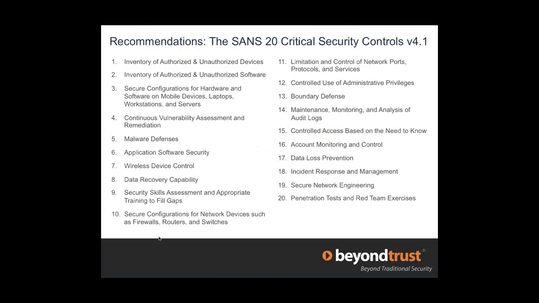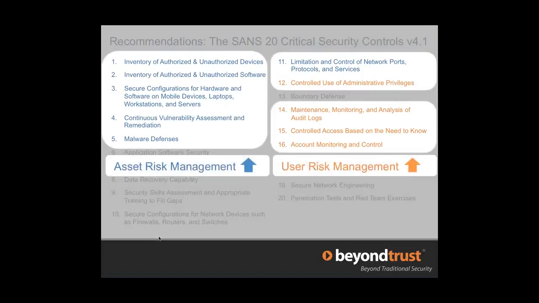And of course, there are many recommendations out there regarding what to do about these issues. And as Eric's just been talking about, one of the most highly regarded and widely adopted guidelines is the SANS Top 20 Critical Security Controls. And we offer solutions that have coverage for about 10 of those 20 controls, and specifically those are the controls that are related to reducing asset and user risk. There's a previous webcast that Eric hosted for us.